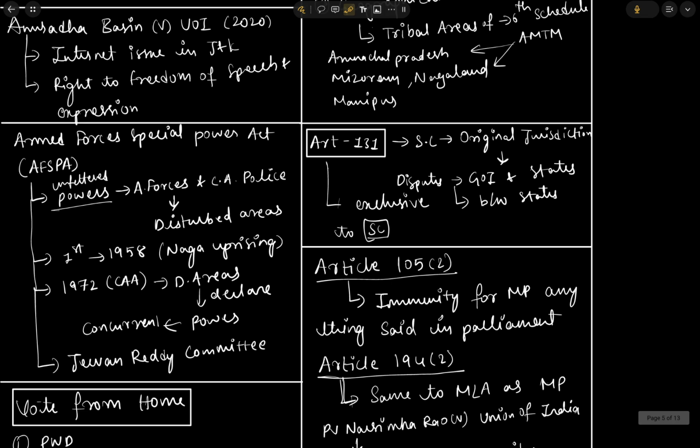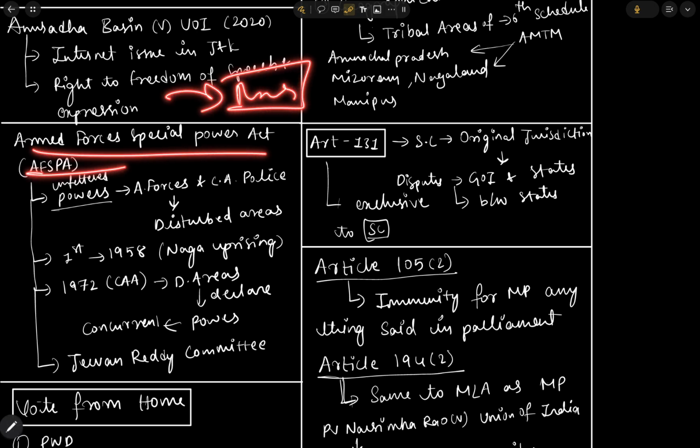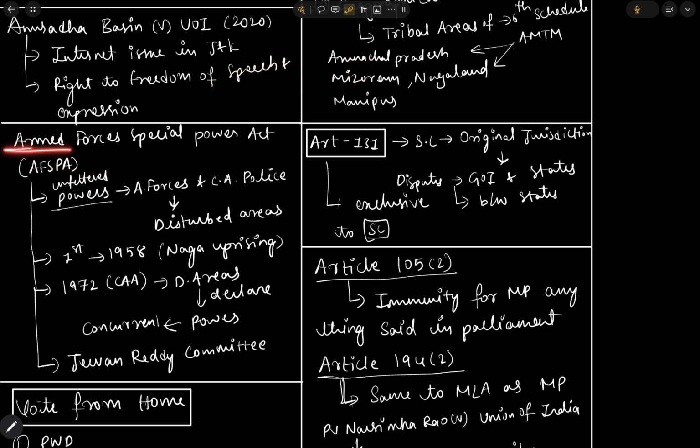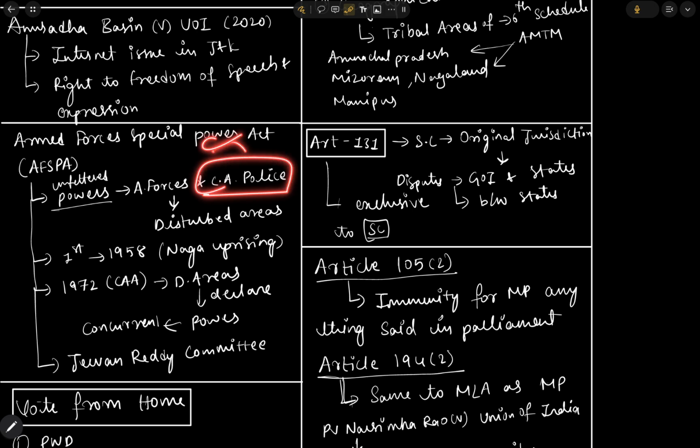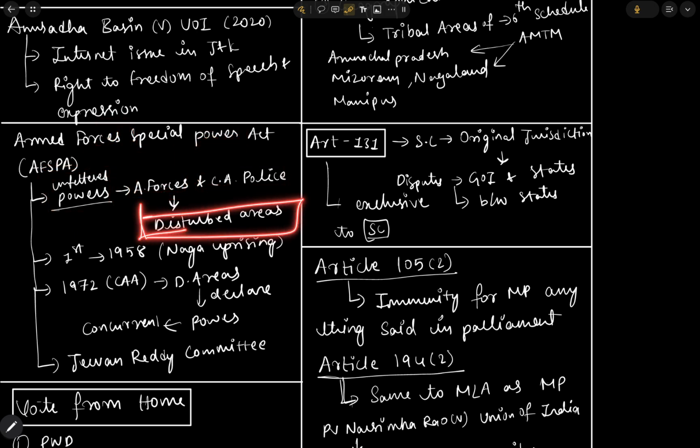In polity, here we are covering the March 2024 current affairs of polity. So here we have the Armed Forces Special Powers Act, AFSPA. Basically, according to the AFSPA, there are unfettered powers, that means unlimited powers, to the armed forces and CAPF. So they will be receiving unfettered power in the disturbed areas. So the key thing is the disturbed areas.